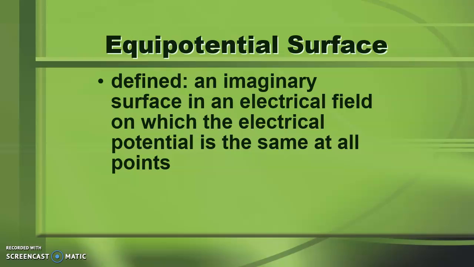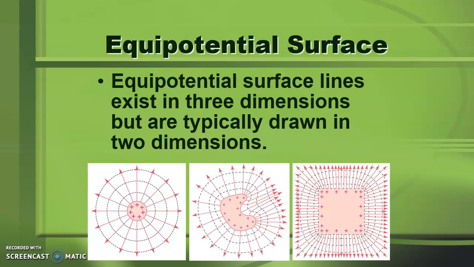Equipotential surface is defined as an imaginary surface in an electrical field on which the electrical potential is the same at all points. I think the best way to look at this, in the last slide that we have to copy down, is this one. Equipotential surface lines exist in 3 dimensions, but are typically drawn in 2 dimensions. We want to pay attention to the spacing. Notice that this is a perfect circle, so all of these lines are equidistant and going outwards because they're positive. Notice that this charged object has a weird surface, and the lines are actually different distances apart and they do not cross.